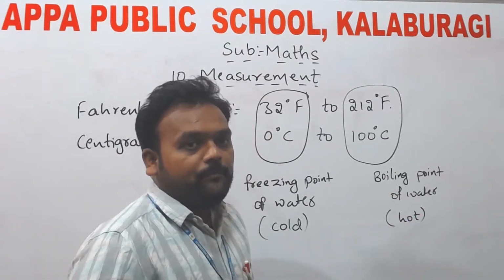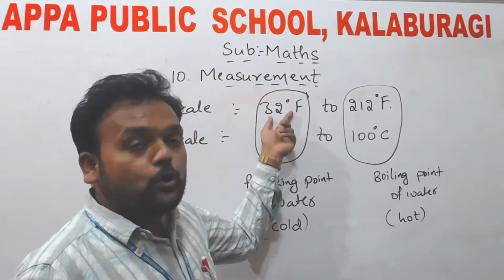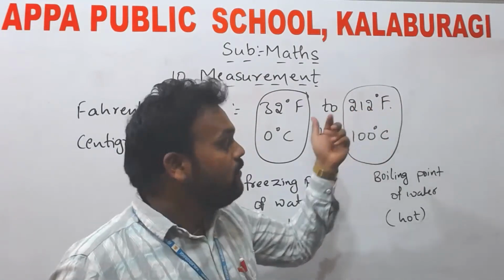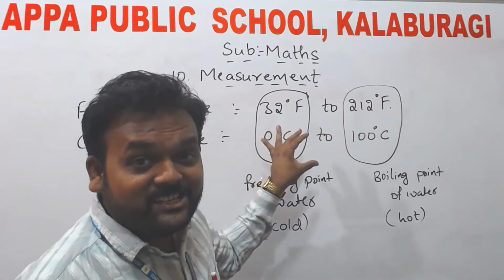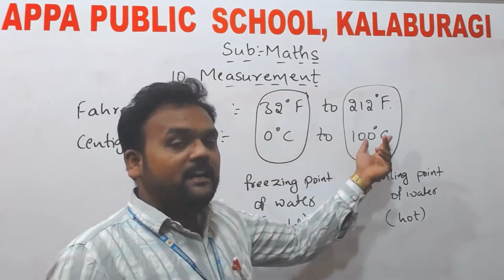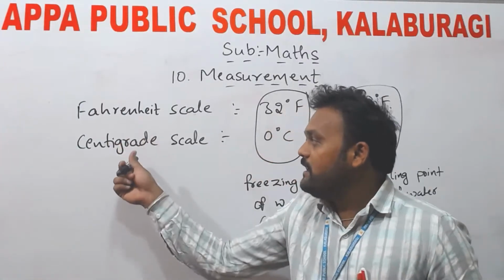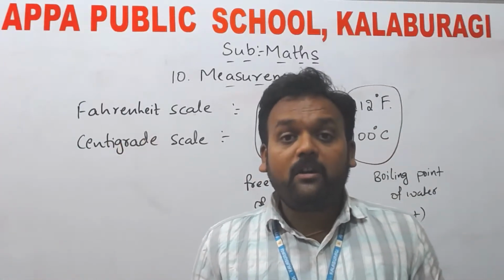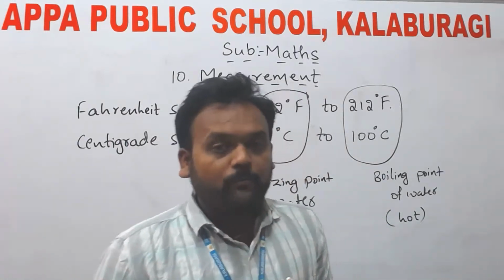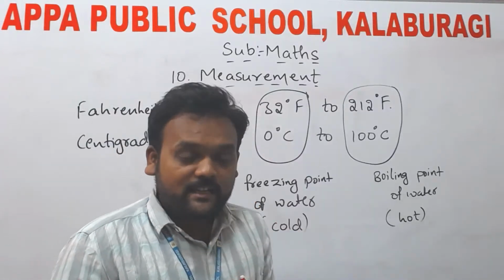Now this Fahrenheit scale measures from 32 degree Fahrenheit to 212 degree Fahrenheit, whereas the centigrade scale, that is the degree Celsius scale, marks 0 degree Celsius to 100 degree Celsius. A thermometer has two scales, the Fahrenheit scale and the centigrade scale. Understood? I hope you are understanding this Fahrenheit scale and the centigrade scale.